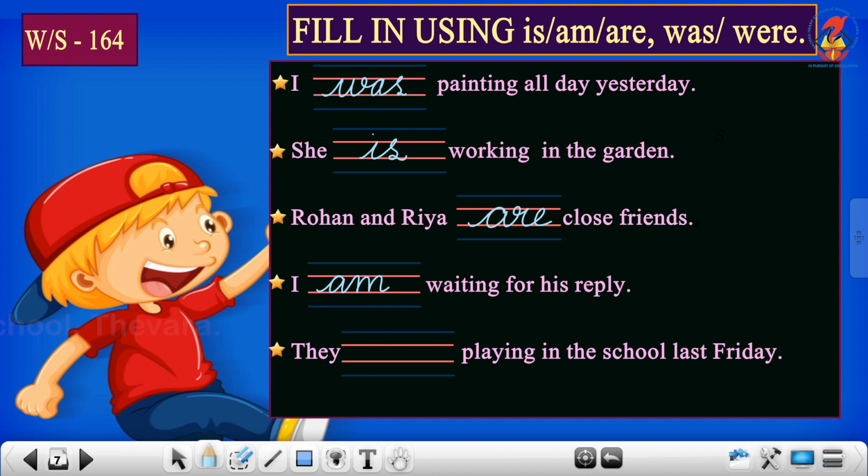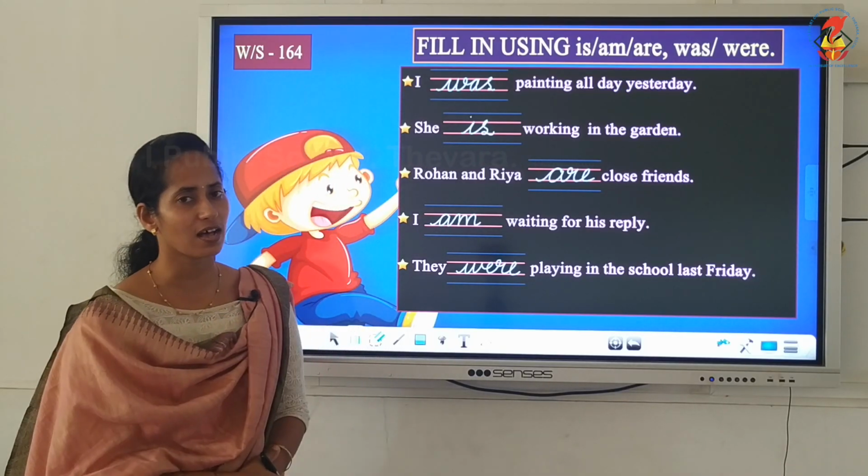Again the next one. They dash playing in the school last Friday. So here the sentence shows that it is in past tense. So what you have to choose? They means there are more than one. It shows that the noun is in plural form, which means you have to choose were, isn't it? So they were playing in the school last Friday.